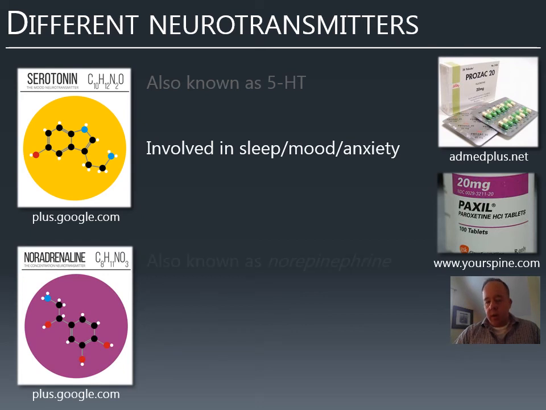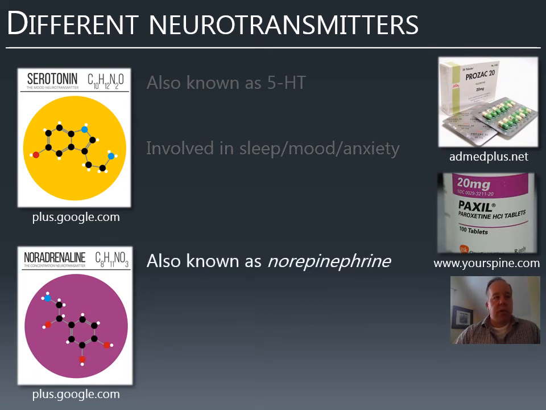Then there's noradrenaline, which is also known as norepinephrine. And I will always use the term norepinephrine. I mention noradrenaline first because it's pictured here in this diagram. Also because if you refer to the system in the brain that deals with norepinephrine, it's called the noradrenergic system.